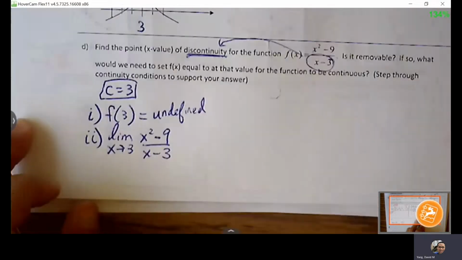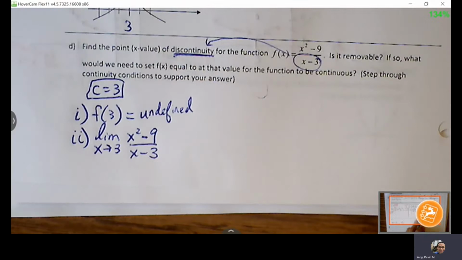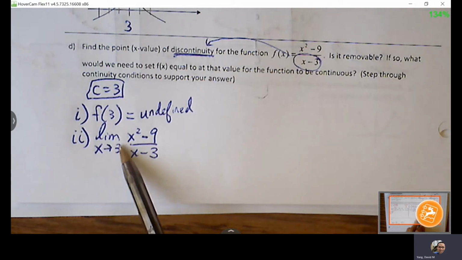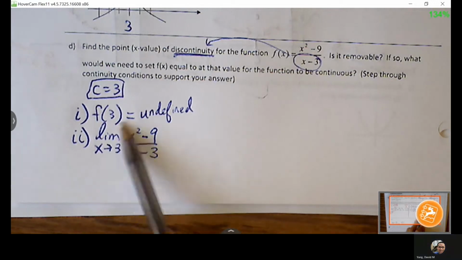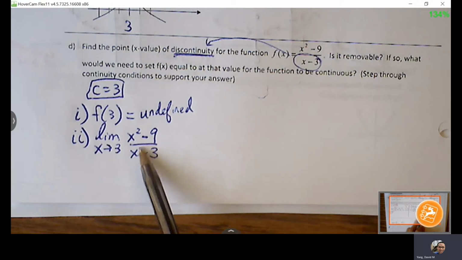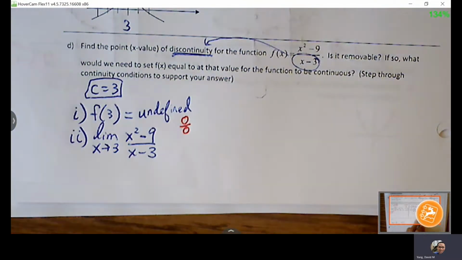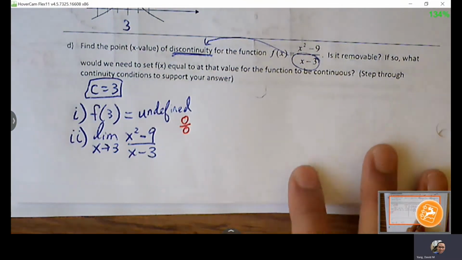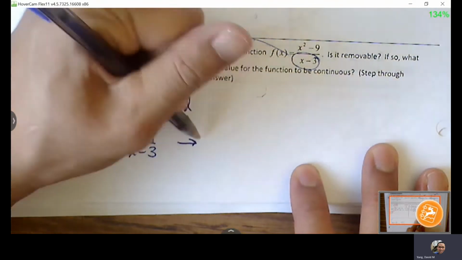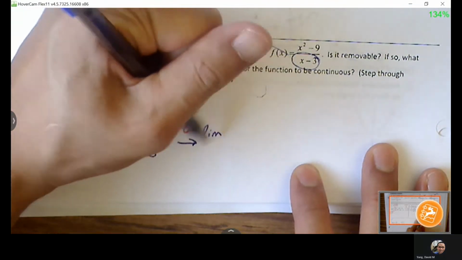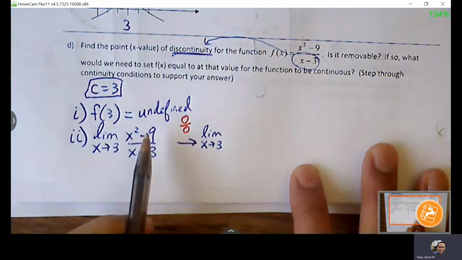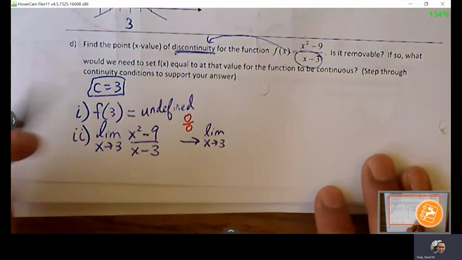First things first with limits, what do we do? Before simplifying, always plug in, right? Always plug in. Make sure you don't skip that first step. So by plugging in, what do we get? 0 over 0. That is telling us a very specific behavior. We know we are expecting a hole. We know that our limit will yield us a real number because we're getting that 0 over 0. So simplify, factor.